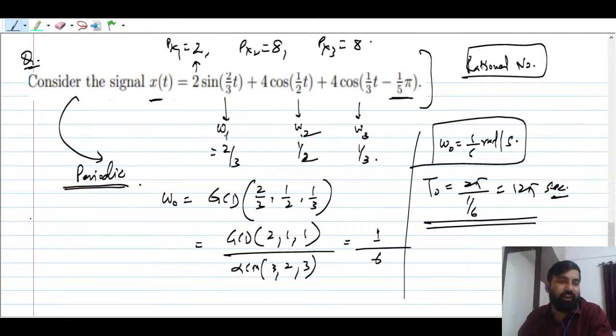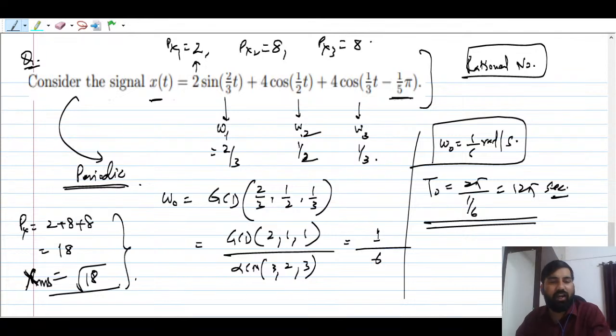So now you can find out the total power, Px total power, right? The Px is going to be what? 2 plus 8 plus 8, which is nothing but 18, and P rms you can find out, right? I mean x rms, sorry, square root of 18. So how fast you are able to find rms, how fast you are able to find power, that matters a lot, right?